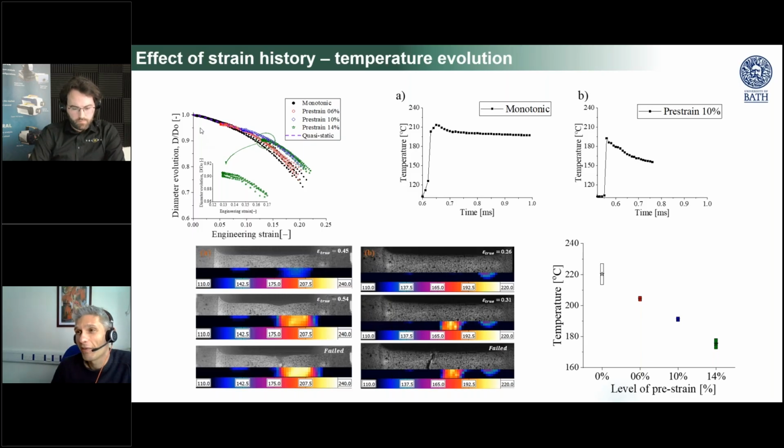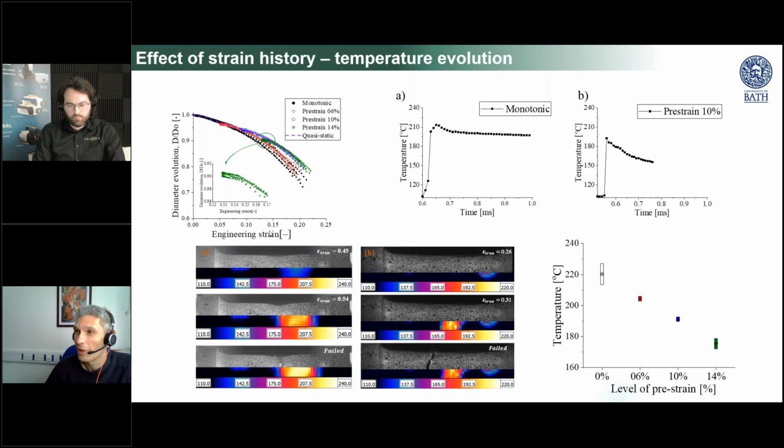We can see that the diameter evolution is different, the slope is different, when we test pristine samples and for increasing levels of pre-strain. And particularly at the high levels of pre-strain, there is a kind of plateau area before the diameter contraction drops. This gives us already an indication that the strain history has an effect on the stress triaxiality, and that this may be related to adiabatic heating.